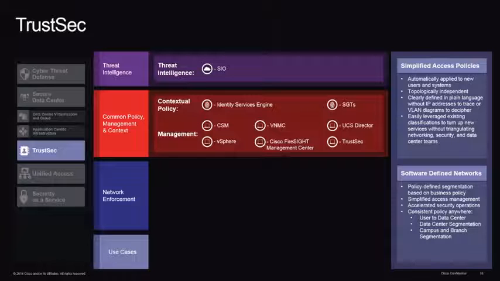Because SGT assignments can denote business roles and functions, Cisco TrustSec controls can be defined in terms of business needs and not the underlying networking detail. Other management components of this solution may include CSM, VNMC, UCS Director, vSphere, and the Cisco Firesight Management Center.